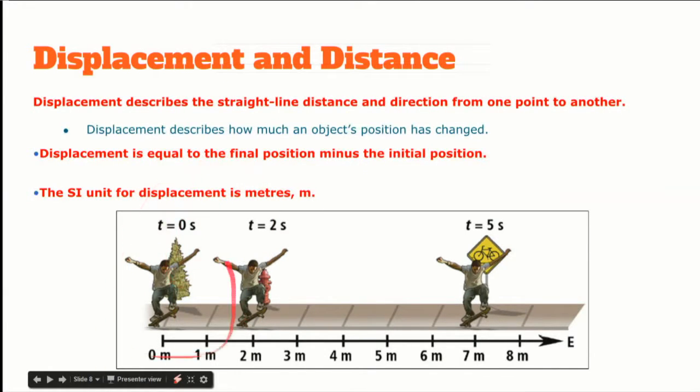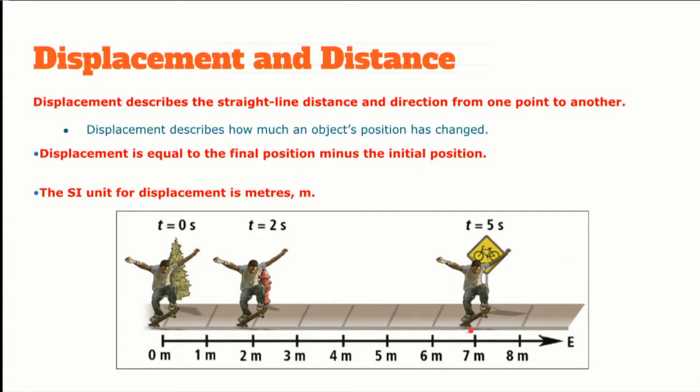So this little fella here is skateboarding. At 0 seconds, he's at 0 meters. 2 seconds later, he's at 2 meters. And then 5 seconds after that, he's at 7 meters. So we can describe his distance traveled. In 2 seconds, he's traveled 2 meters. In 5 seconds, he's traveled 7 meters. And we can describe his displacement. How far is he away from where he started at 5 seconds? Well, he's traveled 7 meters.